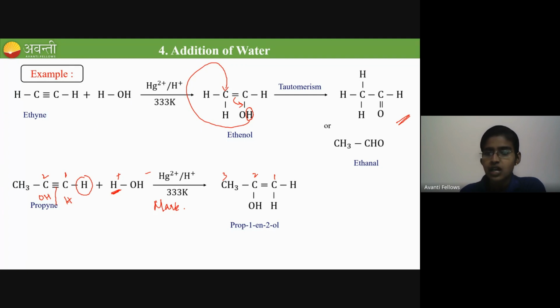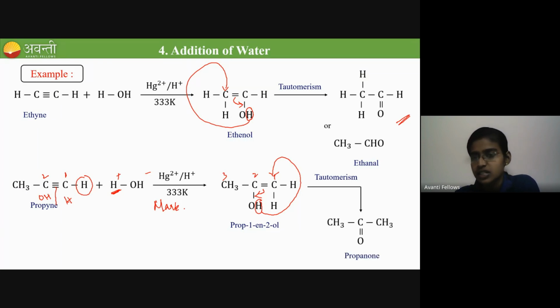Now this compound, this enol, also undergoes tautomerism. So how do we do the tautomerism? Take the hydrogen from oxygen and put it on the alkene carbon and shift the bond here. So what will you get? CH3, C double bond O, CH3, which is called propanone. So this is how you have to tautomerize.